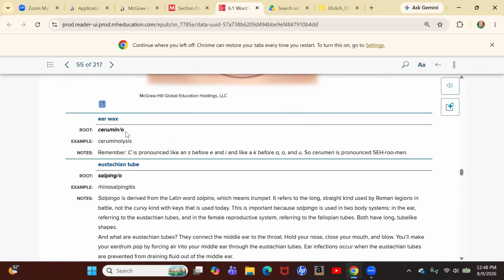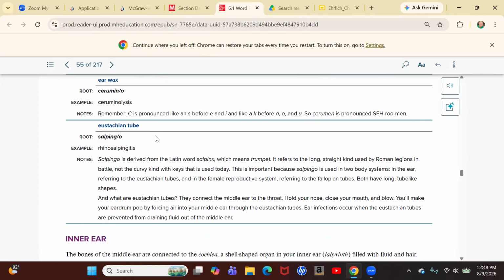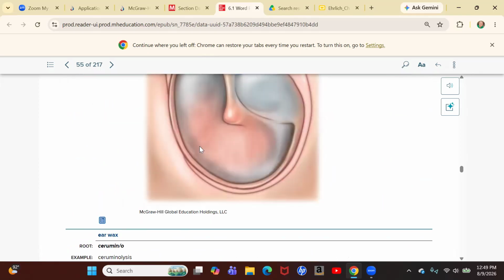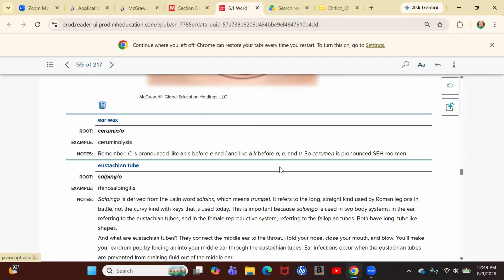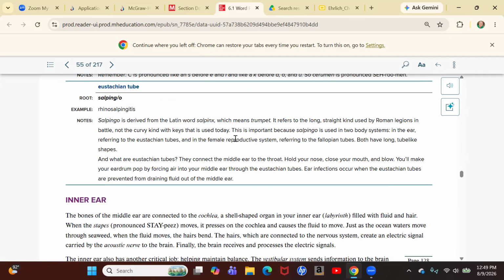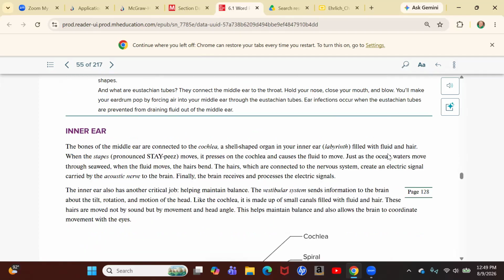Cerumen, we talked about a little bit before, the earwax. The eustachian tube, known as salpingo. We have that term salpingo again. That means tube, and it can mean the eustachian tube here in, excuse me, in the middle ear that's going to help drain that fluid. And salpingo can also mean the fallopian tubes in the female reproductive system that carry the egg from the ovaries to the uterus. So that term salpingo, long tube-like shape.